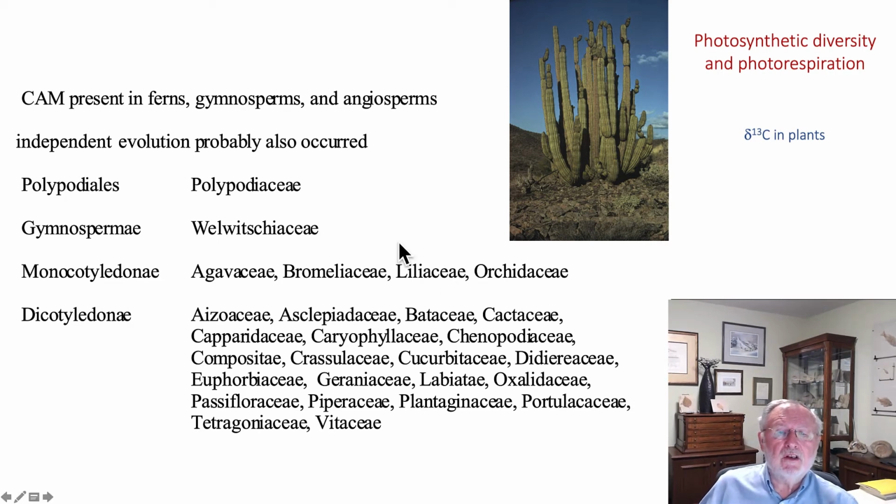Here you see a number of the different families in which CAM has evolved. The most common taxa for CAM are the bromeliads and the orchids, and they're primarily in arid lands and in tropical regions. A large number of the dicots occur in arid habitats on a global basis.